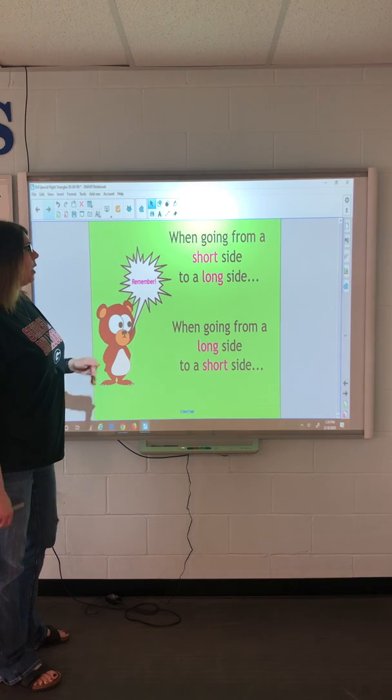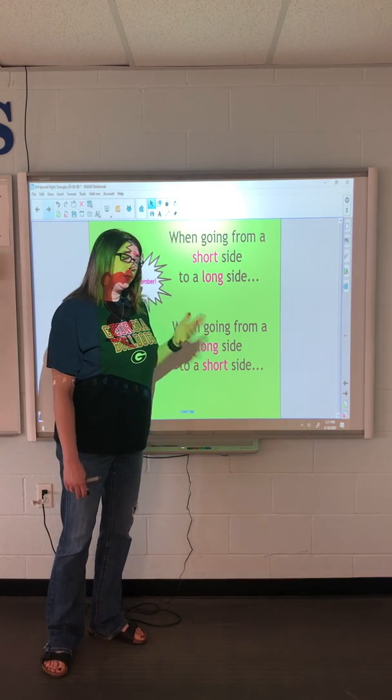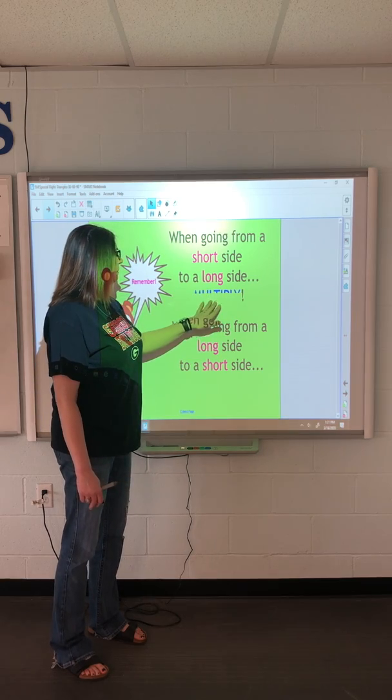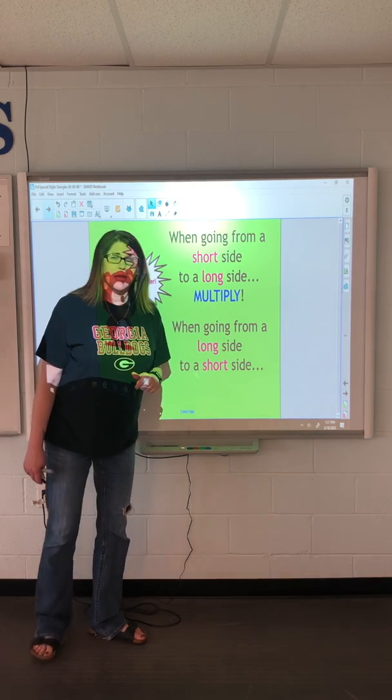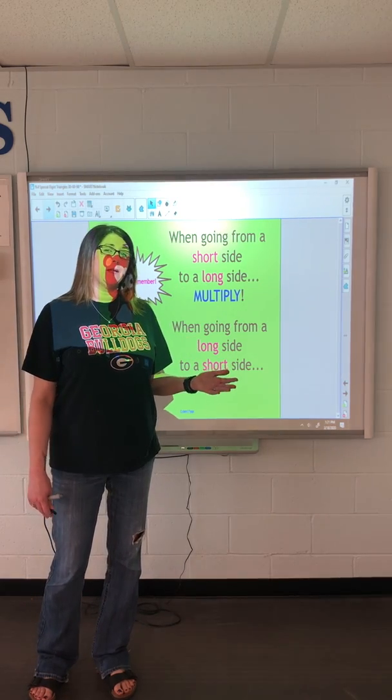So it says when going from a short side to a long side, what operation did we just talk about doing? We talked about multiplying. So we're going to either multiply by the square root of 3, or we're going to multiply by 2.